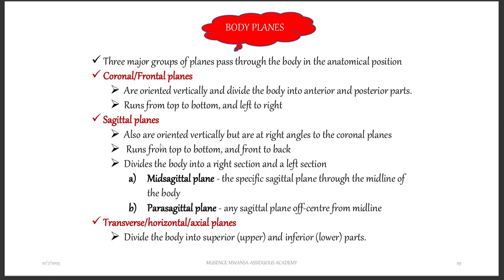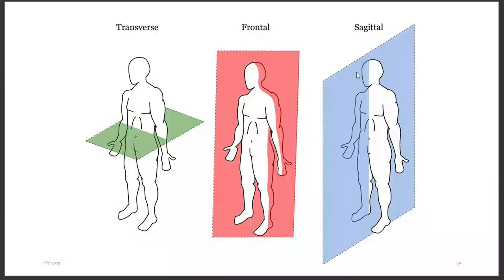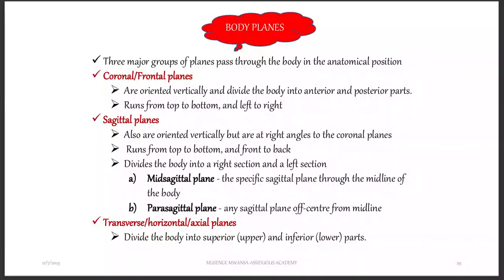And then we have the sagittal plane. The sagittal plane is the line that you draw on the very middle. It's an imaginary line through the middle that divides the body into left and right. That is the sagittal plane. But the specific line that is passing through the middle part of the body is known as the mid sagittal plane.